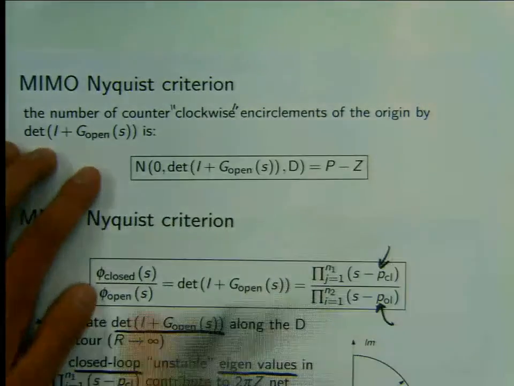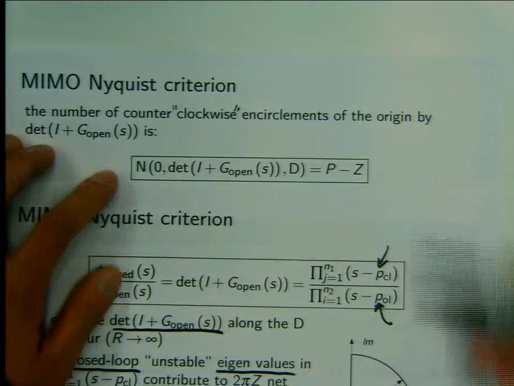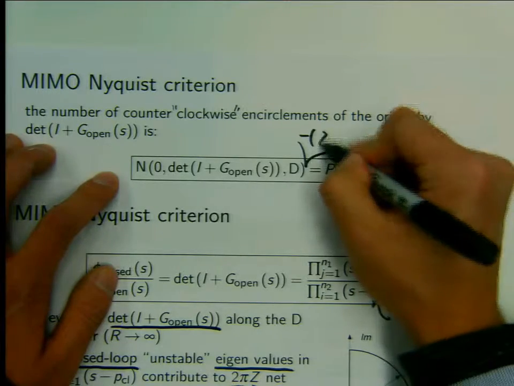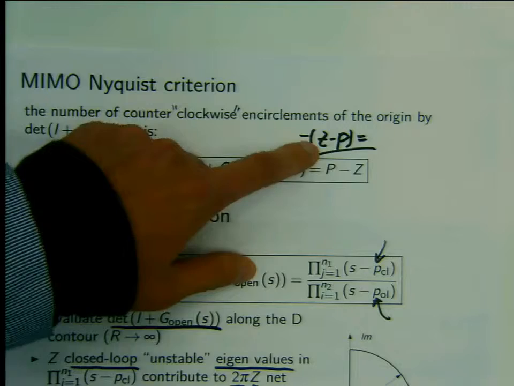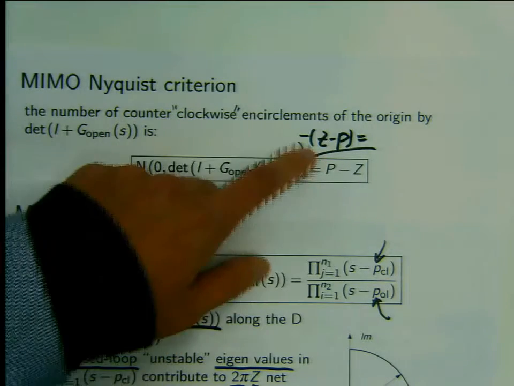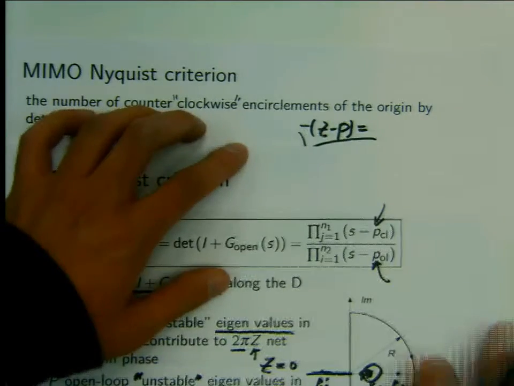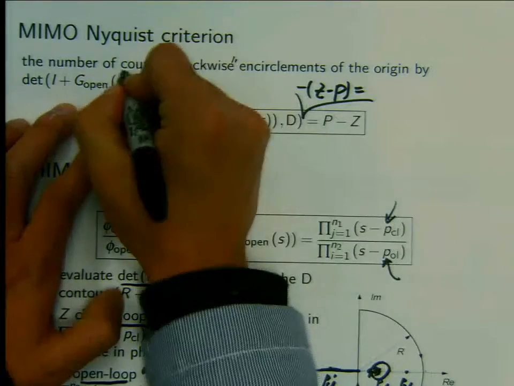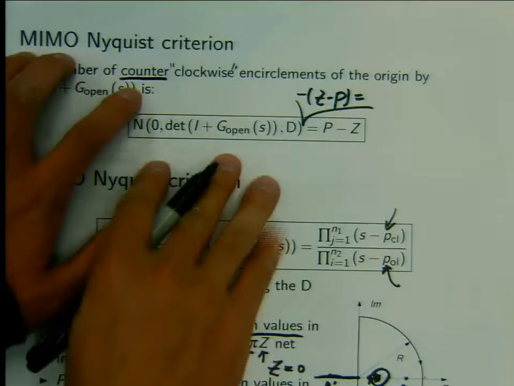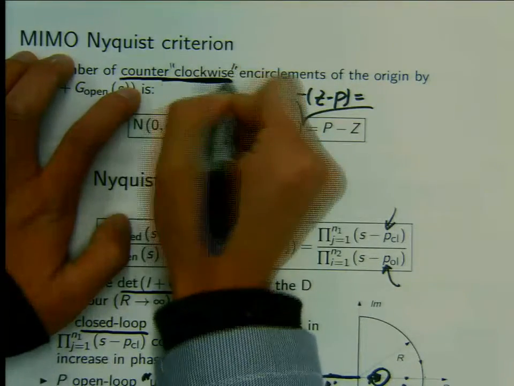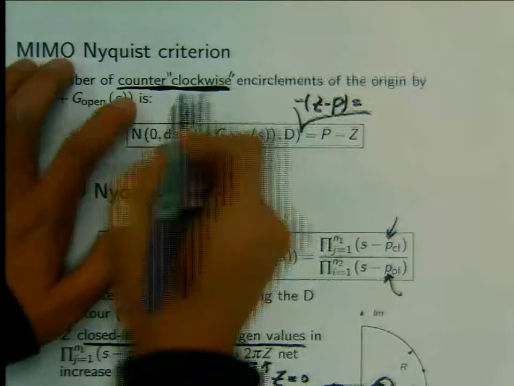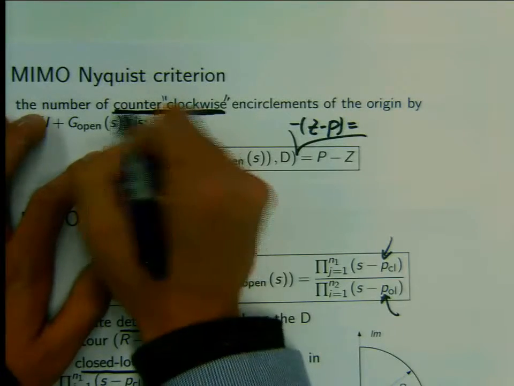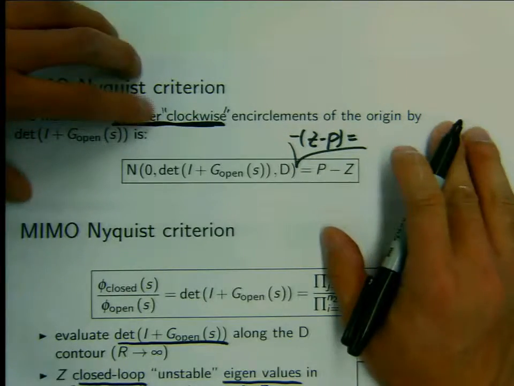of the origin by this determinant, if I evaluate on the D contour, it's going to be negative z minus p, and then it equals p. Because if I consider clockwise, it's going to be in this direction. I said counterclockwise. So, excuse me for the confusion here. I had wanted to analyze the clockwise encirclements, but later I found out it's counterclockwise. So, let's forget about counter first.